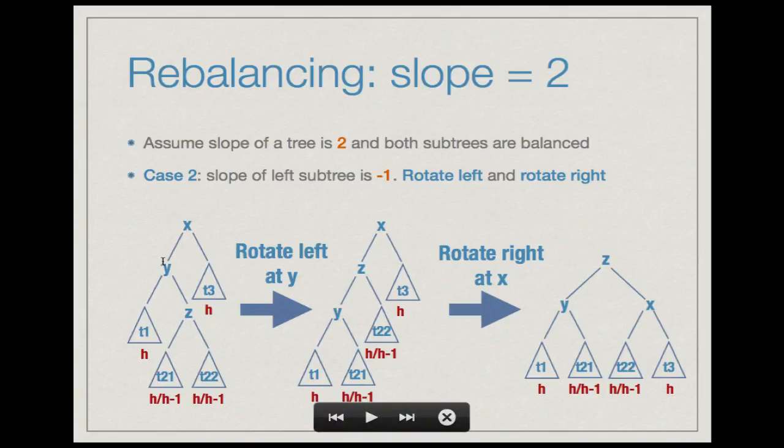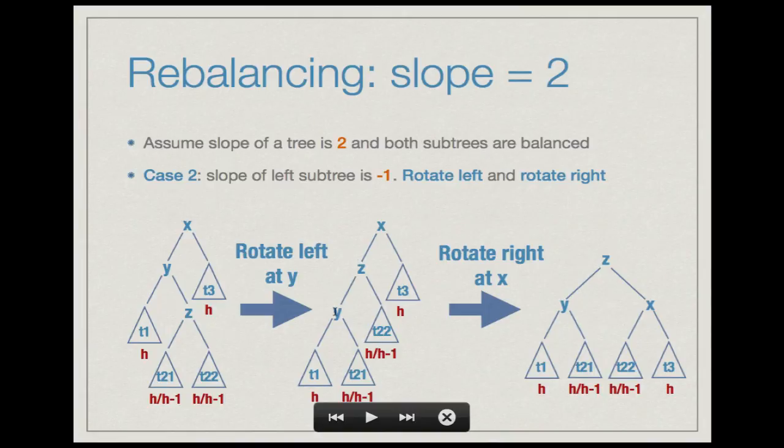We have only changed this portion. Now, what we have achieved is to balance the subtree rooted at Y. If you consider the subtree rooted at Y, the slope is either 1 or 0. But the subtree rooted at Z might have an imbalance. And the imbalance will occur in case T22 is of height H minus 1.